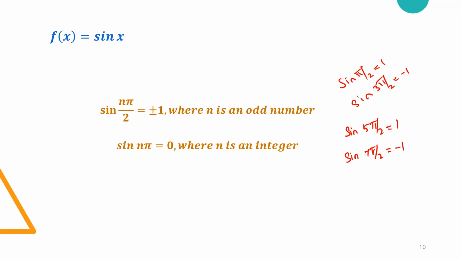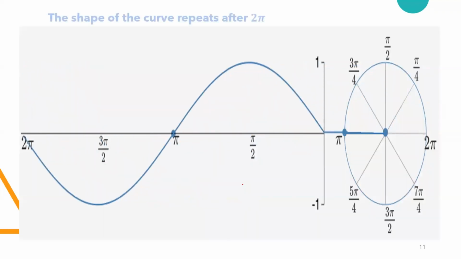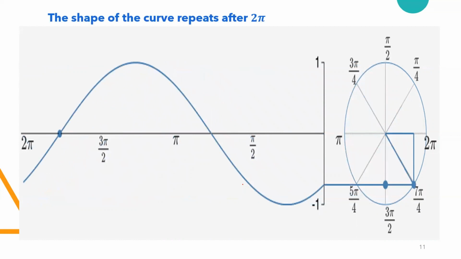And all multiples of n pi equals 0, where n is an integer. So sin pi equals 0, sin 2 pi equals 0, sin 3 pi equals 0, and it goes on. So sin n pi equals 0. So when we plot these points in a coordinate plane, we will get a curve. The shape of the curve repeats after 2 pi.